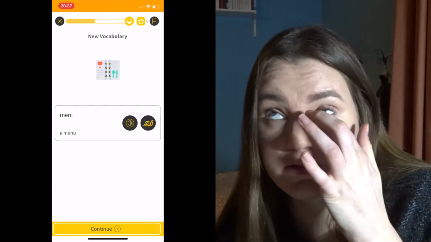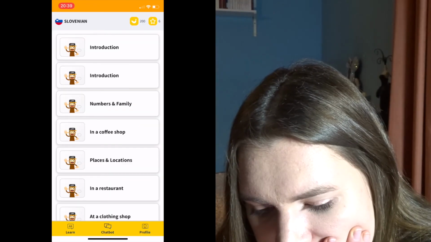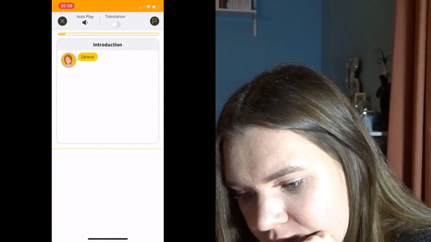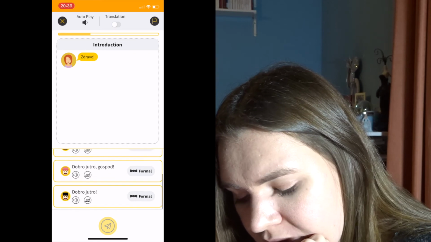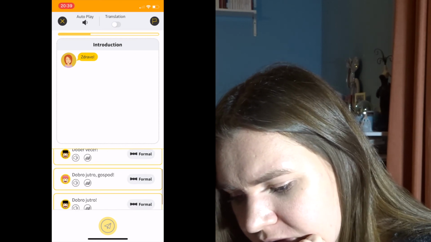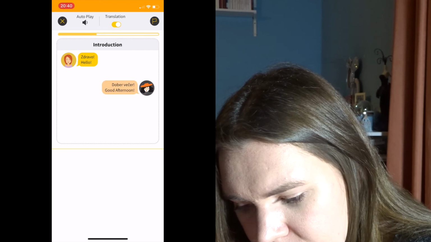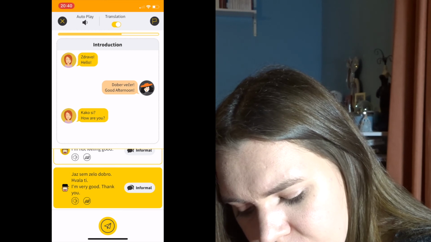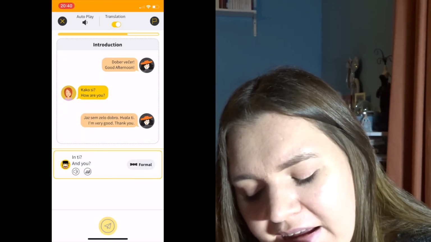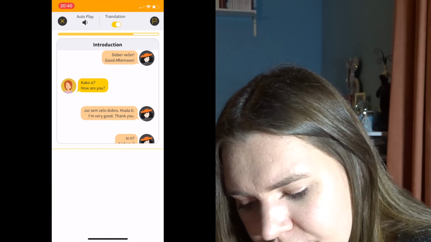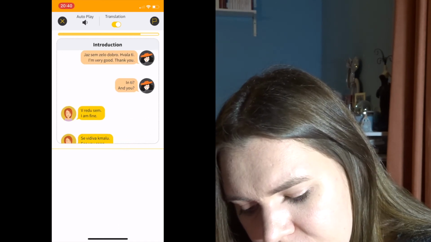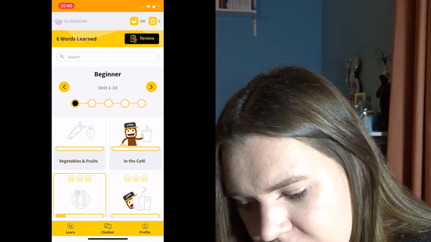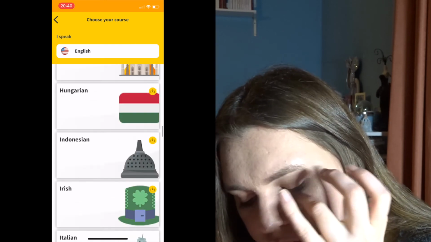Slovene, I guess you can say both, Slovene or Slovenian. Let's look at a chatbot as well. Introduction. Let's read that. Which one should I... Oh, show me the translation. Dobar večer. Kako si? Ja sem zelo dobro. Hvala ti. It's not that different. U redu sam. Se vidiva kmalo. Se vidimo kasneje. And let's go to the last language.